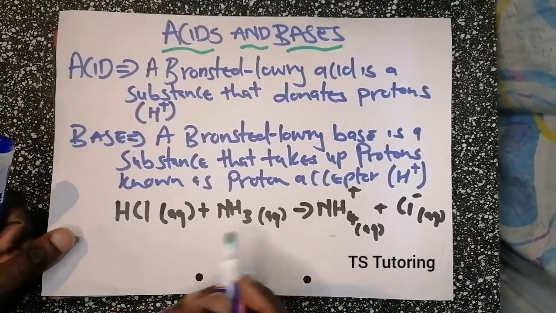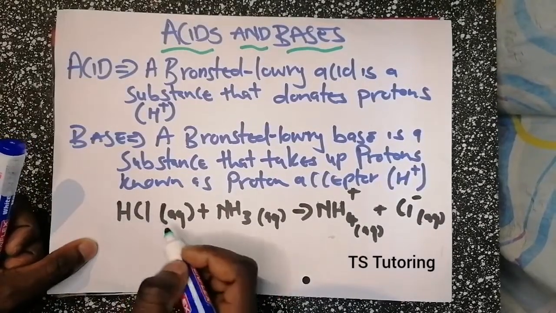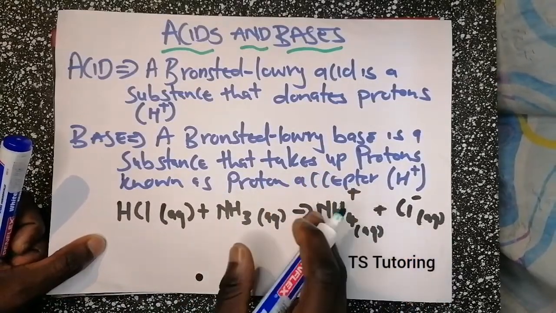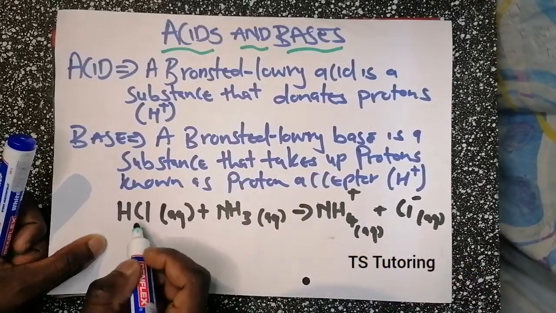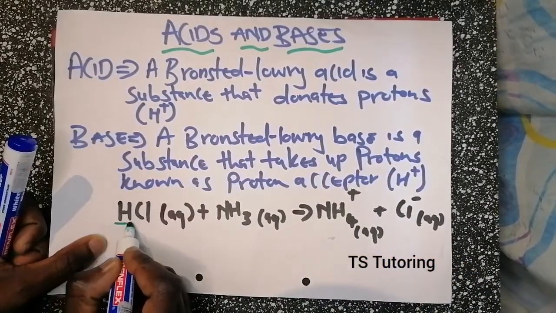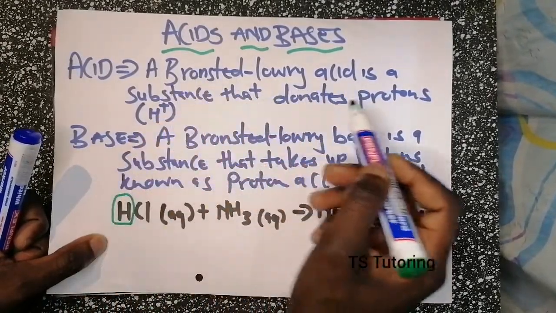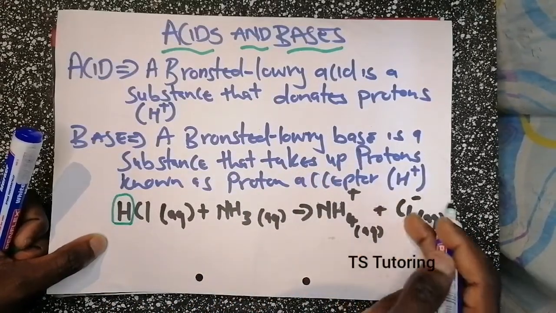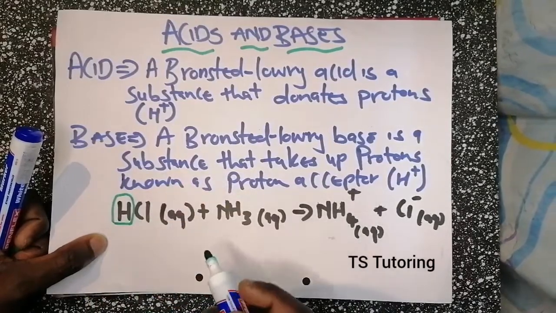Well, let's look at the reactant side first. We have HCl, hydrochloric acid, and ammonia. And let's look at the product. We have ammonium ion and chloride ion. This chloride ion comes from here. If we look at it, we know that a Bronsted-Lowry acid donates protons. This is a proton. When you come to this side, the Cl is alone. That means this proton was donated to something.